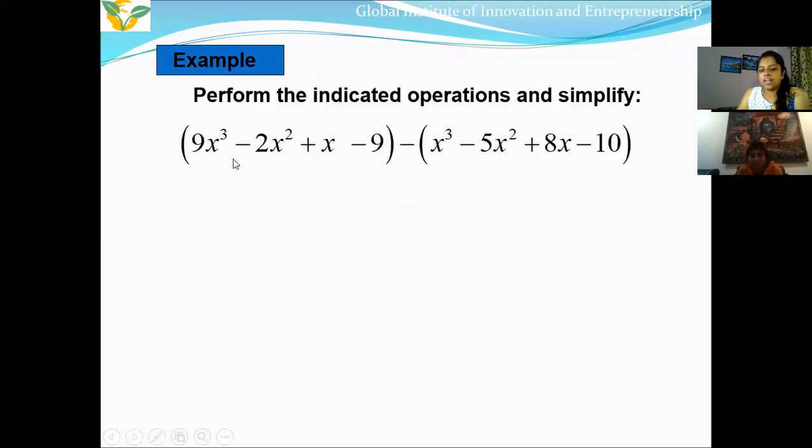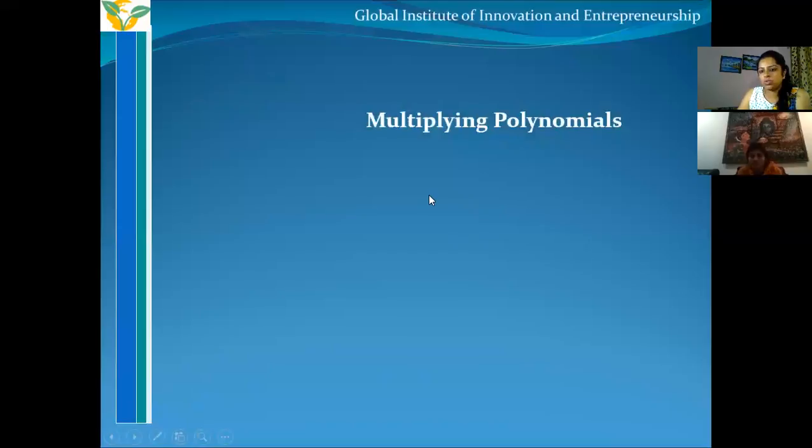So I have given an example here. So please do it in the next class. If you have any doubt, I'll get back to you. Next, coming to the next part is about multiplying polynomials.